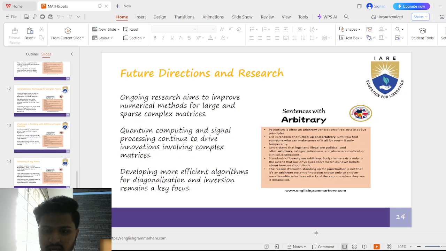Future directions and research. Researchers are working on better ways to handle very big and mostly empty complex matrices. Advances in quantum computing and signal processing are pushing new ideas for using these matrices, making faster and more efficient methods to diagonalize and invert complex matrices an important goal.